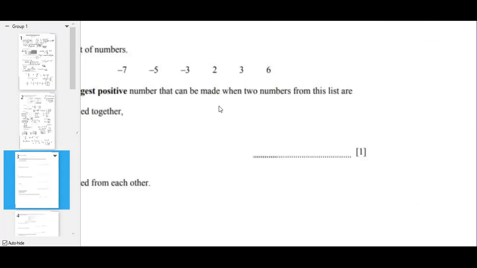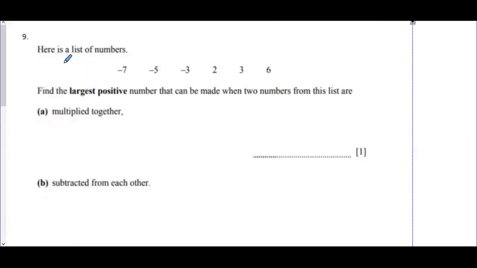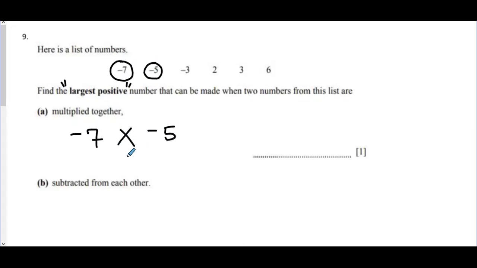All right, so the next part is this question here. Here is a list of numbers. Find the largest possible number that can be made when two numbers from this list are multiplied together. You can see that we need to choose which two of these numbers, when we multiply them, give the largest positive number. So what we simply do is take these numbers, which are very negative, -7 and -5, and multiply them, and you end up getting a large positive number. Negative times negative is positive. 7 times 5 is 35. So the two numbers from this list which, when multiplied, give the largest positive number are negative 7 and negative 5.